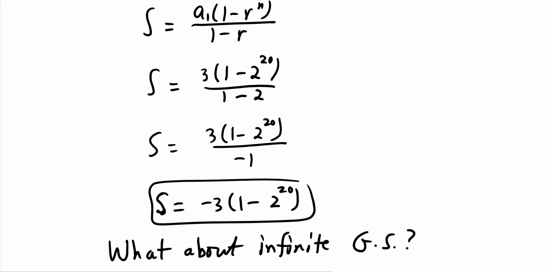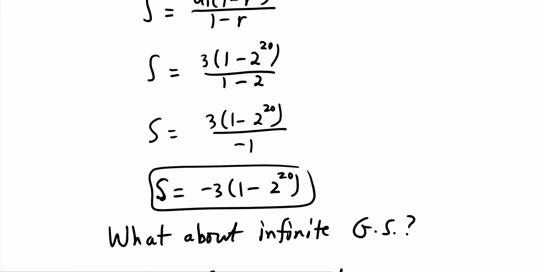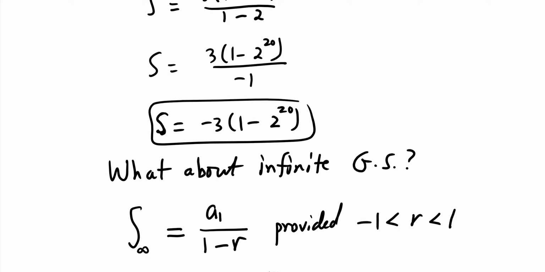Now, what about an infinite geometric series? Is there a sum for the infinite geometric series? Well, that is based on one condition. We can find a sum for an infinite one only if there's a restriction on R. R must be between -1 and 1. If the value of R falls between -1 and 1, we can find the sum of the infinite geometric series. So the sum, I wrote S sub infinity here for infinite, is always given by A1 over 1 minus R, provided R is between -1 and 1.